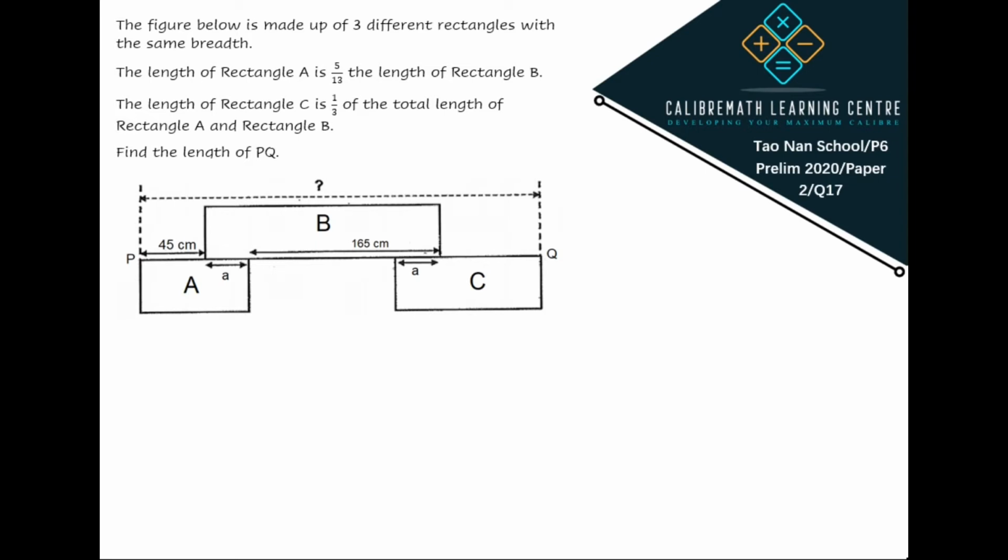Question from Tao Nan School, P6 Prelim paper in 2020, question number 17 of paper 2. Now this type of overlapping figure question is very common in the PSLE, and there is at least always one type of this question in every PSLE paper.